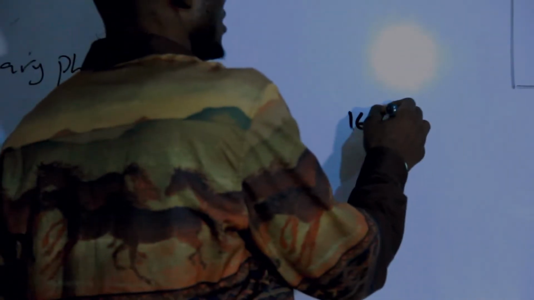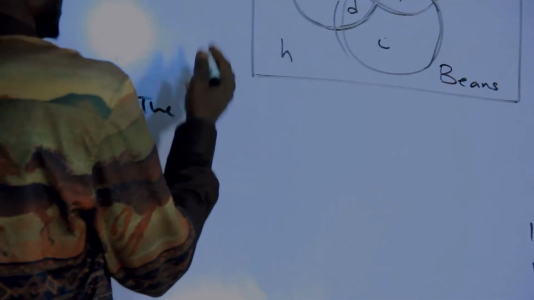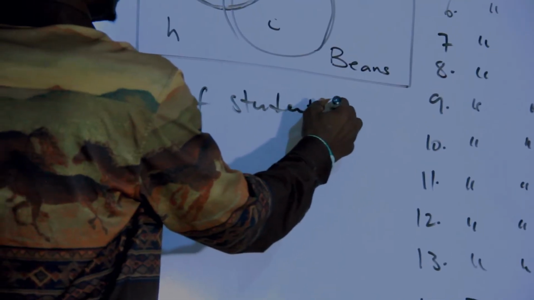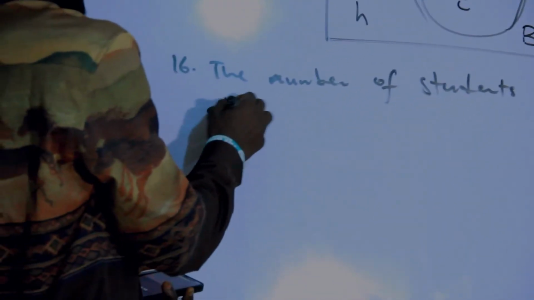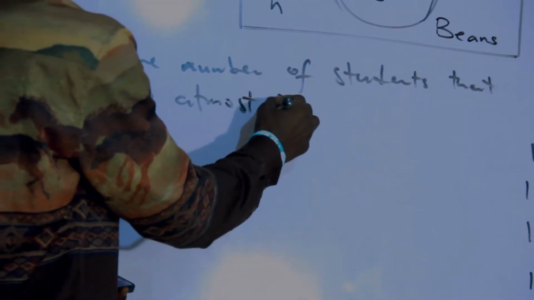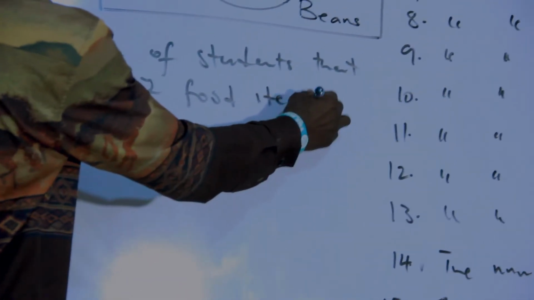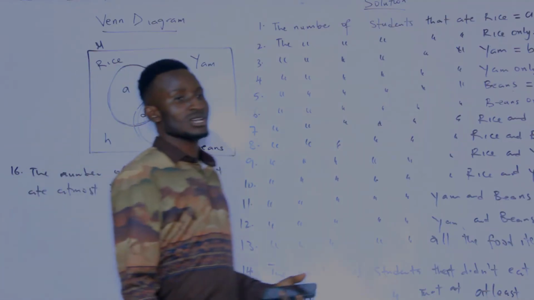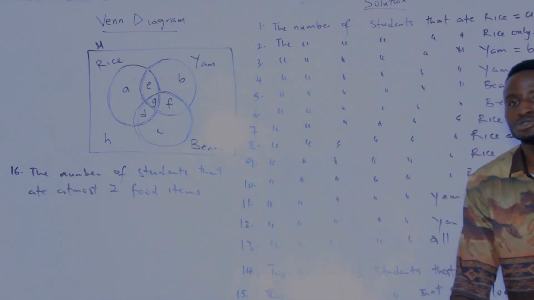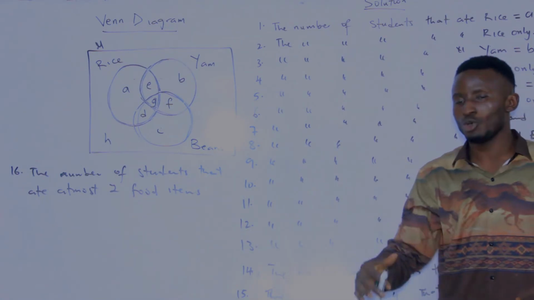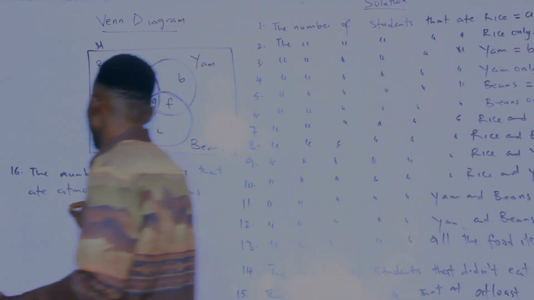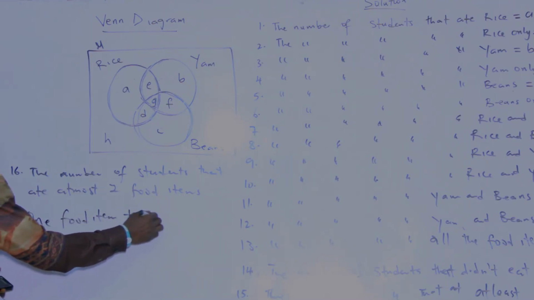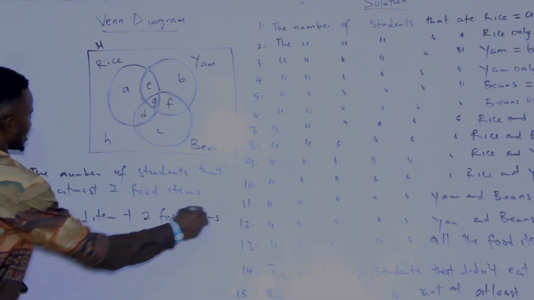And lastly, we have the number of students. They can say, what is the number of students that ate at most 2 food items. Now, at most 2 food items means the highest is 2. That means if they are saying the highest is 2, you are going to count those that ate below that 2 with the 2. That means we have a single food item with 2 food items. So this is what? At most 2 food items.